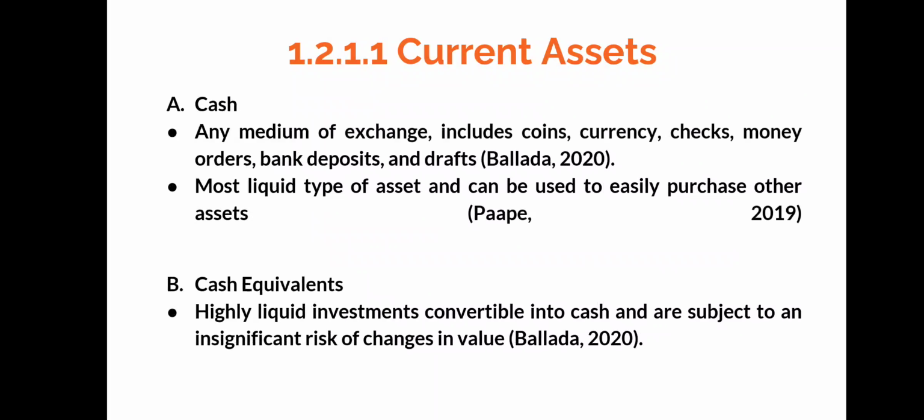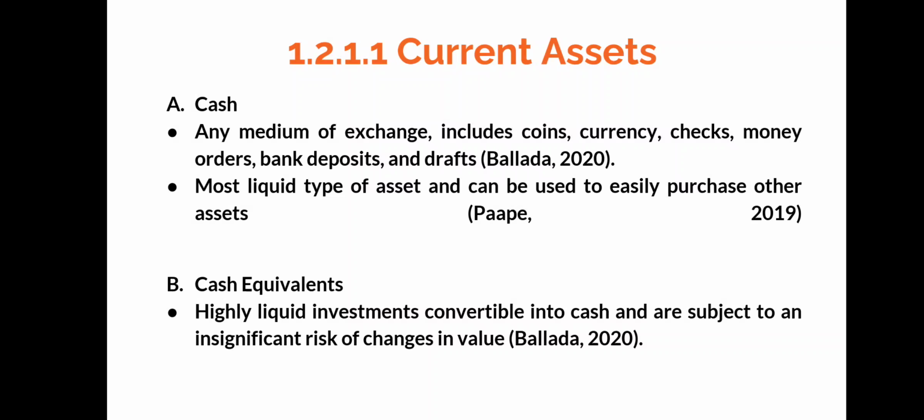Cash is any medium of exchange, including coins, currencies, checks, money orders, bank deposits, and drafts. It is also considered the most liquid type of asset and can be used to easily purchase other assets. So you basically use cash to purchase other assets or for any other related transactions.